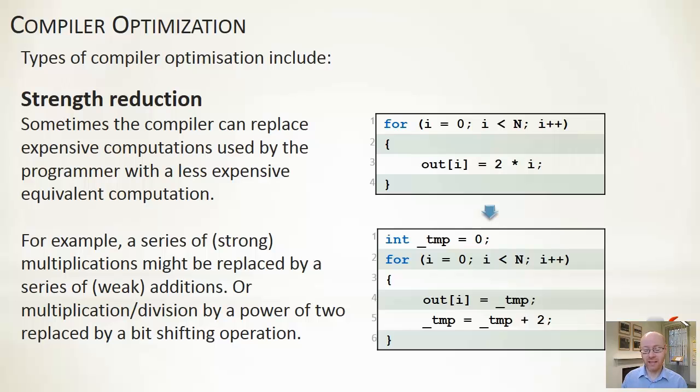So effectively, in the example we have underneath, we've got a variable temp, so again, a slight increase in memory usage, and we are assigning that value to the array and then increasing the stored value by 2, which is functionally equivalent. But it transforms a sequence of multiplications and assignments into a sequence of additions and assignments, which, depending on hardware, generally will execute a bit more quickly.